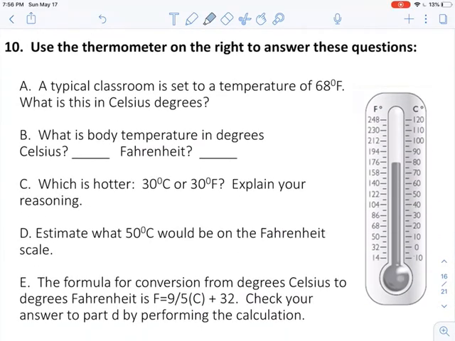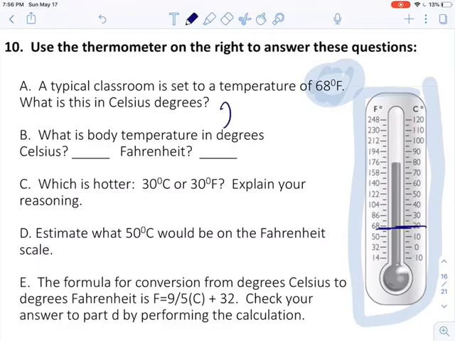We're going to look at the thermometer on the right to help us answer these questions. A typical classroom is set to a temperature of 68 degrees Fahrenheit. If we look at this thermometer, what's the degrees in Celsius? Well, 68 degrees Fahrenheit is about here, so it would be 20 degrees Celsius.